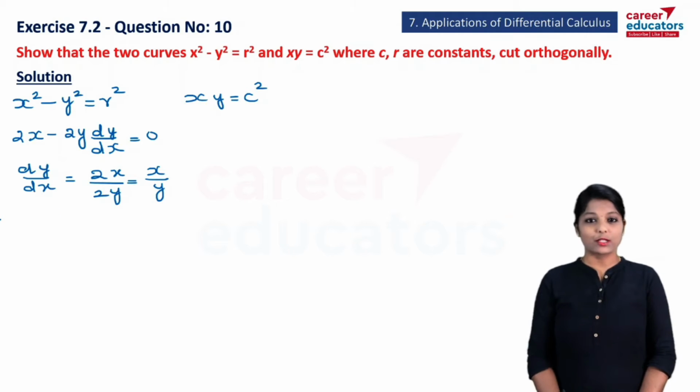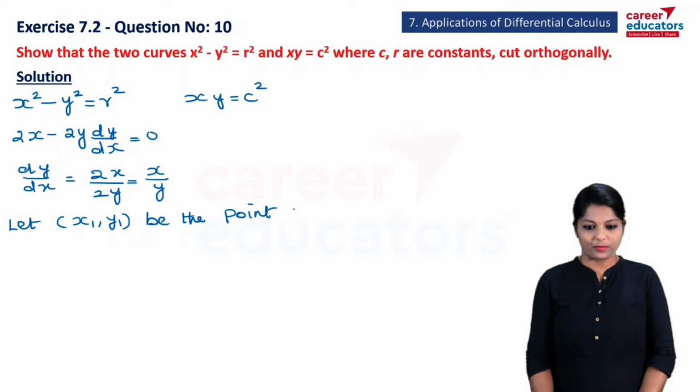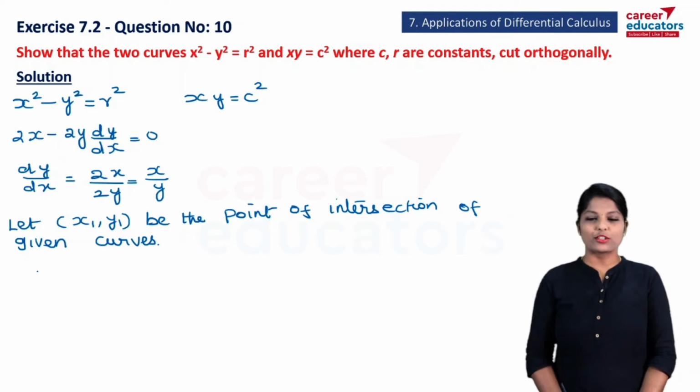Next, we consider x1 comma y1 as the point of intersection of the given curves. Let x1 comma y1 be the point of intersection of the given curves. Next, the slope of the tangent to the curve, that is m1, equal to dy by dx. Substitute x1 for x and y1 for y: x1 divided by y1.